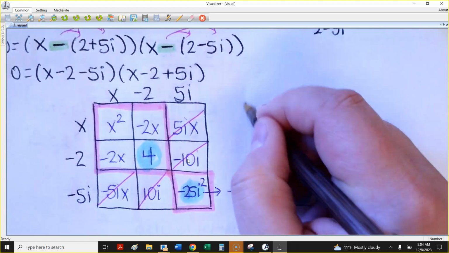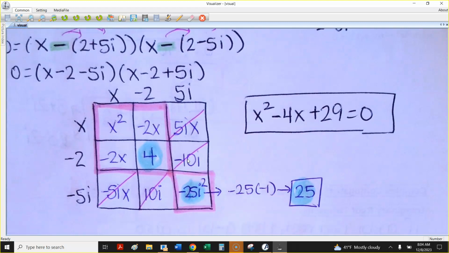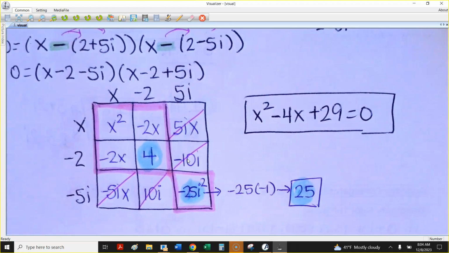This would be my quadratic that has 2 plus or minus 5i as the solutions. Is anybody having a question?